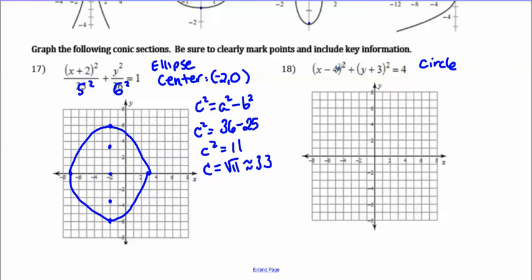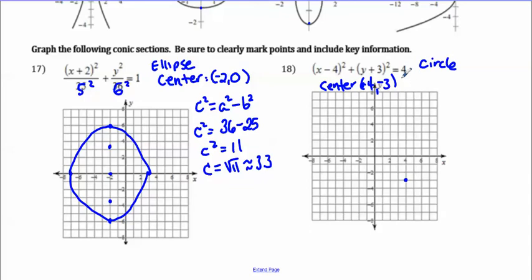All right, next we're going to do a circle. In the circle we have a center. The center is going to be the opposite of this and the opposite of this. So negative 4, nope, positive 4, sorry, and negative 3. All right, so 4, negative 3.